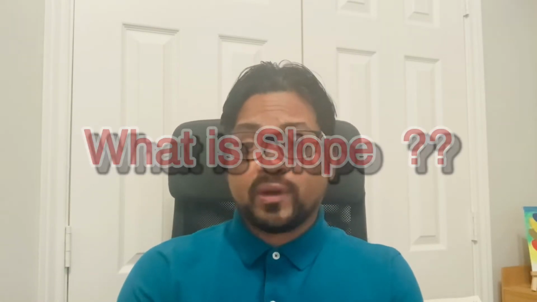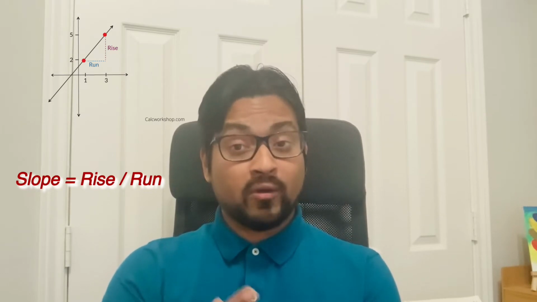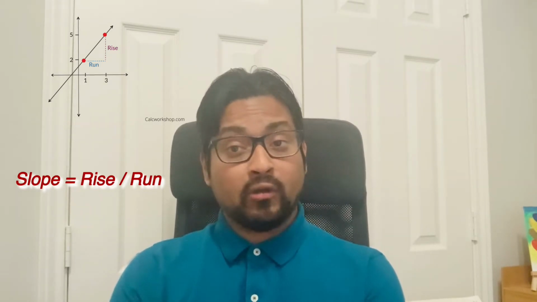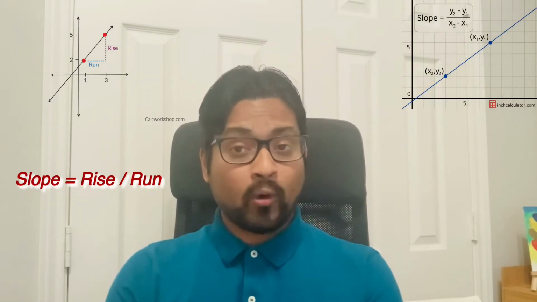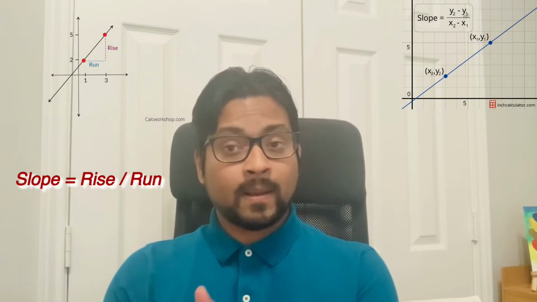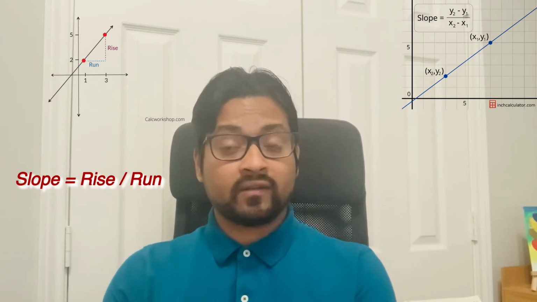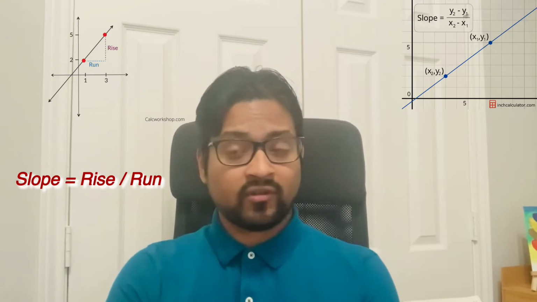So what is slope? Slope is interpreted in algebra as rise over run. For example, if the slope value is 2, that means if you move along the x-axis and the value of the x variable gets increased by 1, then the value of the y variable should get increased by 2. So the slope value can be obtained by dividing the difference of the y coordinates of 2 points by the difference of the x coordinates of the same 2 points. Check out this formula.